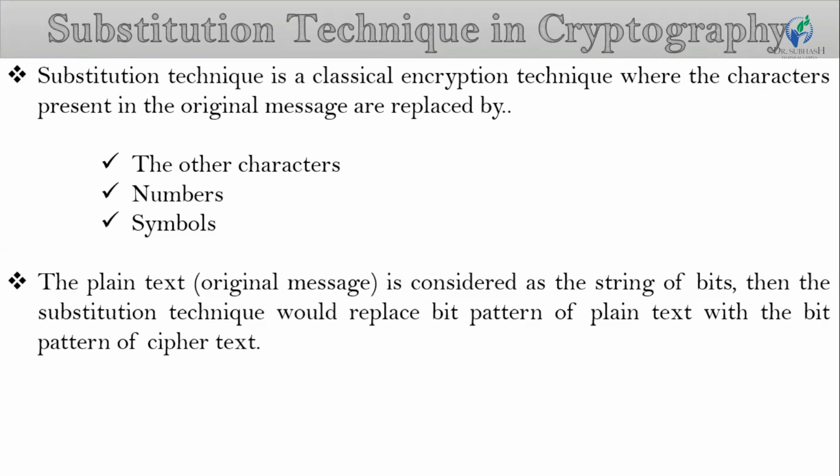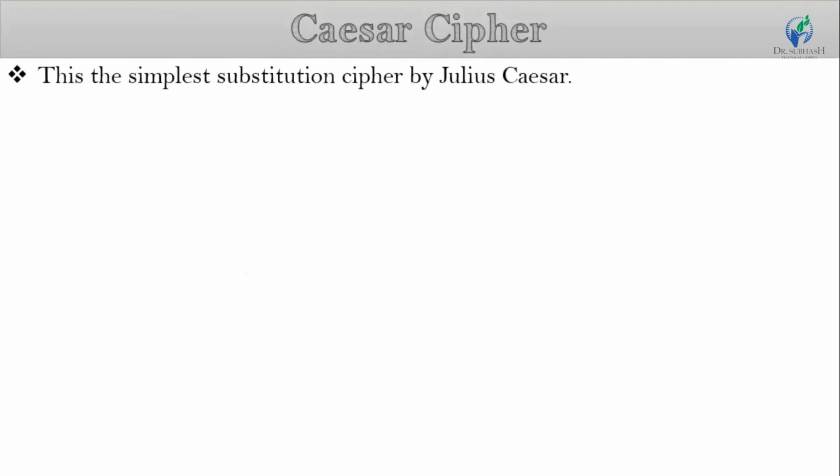We will discuss some of the substitution techniques which will help us to understand the procedure of converting plain text to ciphertext. In this section, we will study the following substitution techniques: Caesar cipher, monoalphabetic cipher, and Playfair cipher. So now I explain what is Caesar cipher. This is the simple substitution cipher by Julius Caesar.